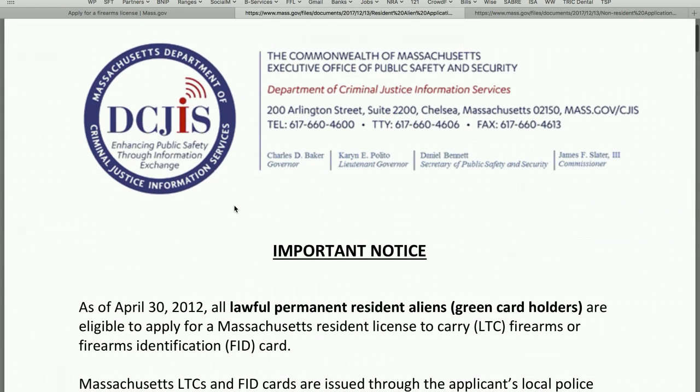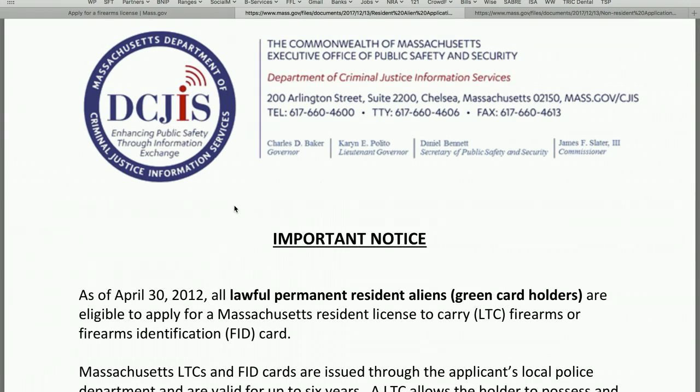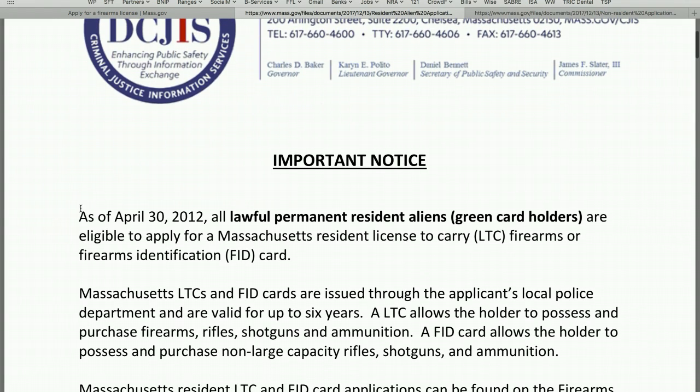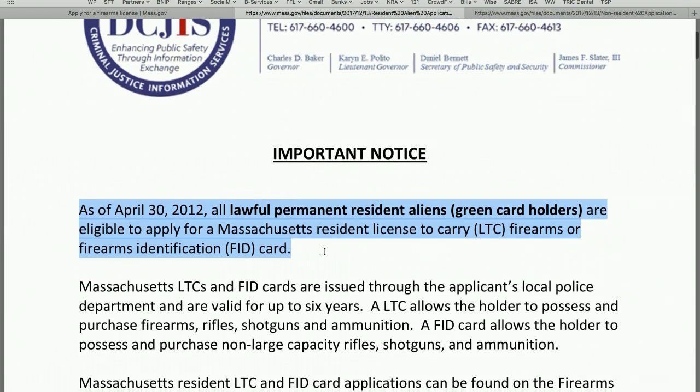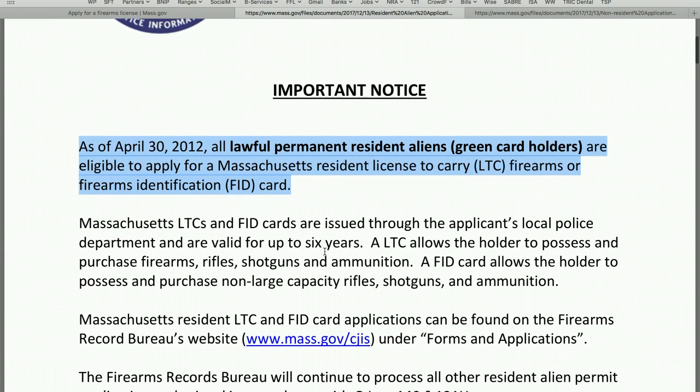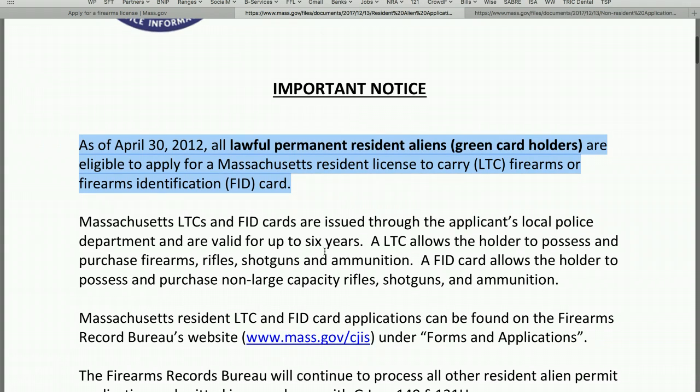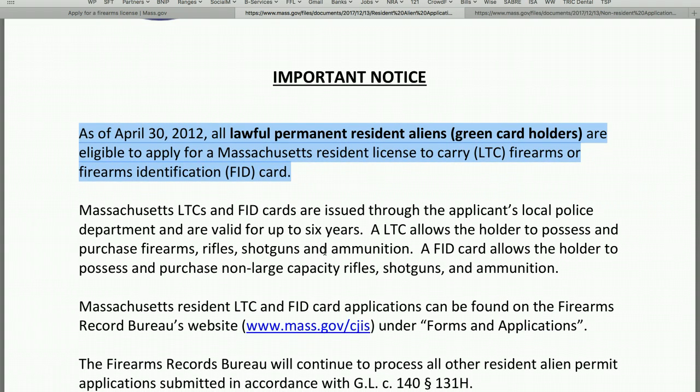This right here is going to be for resident aliens. A lot of people say, hey, I'm not a citizen, but I'm a permanent resident. Can I apply for a license to carry? The answer is yes, you can. As of April 30th, 2012, all lawful permanent resident aliens, green card holders, are eligible to apply for a Mass LTC or FID card. So for all of you who didn't know, you do not have to be a citizen to apply for a license to carry. So now you know.